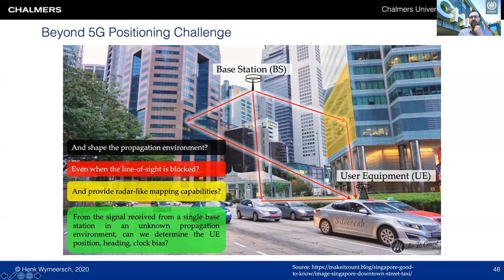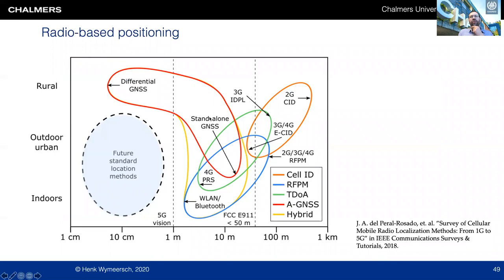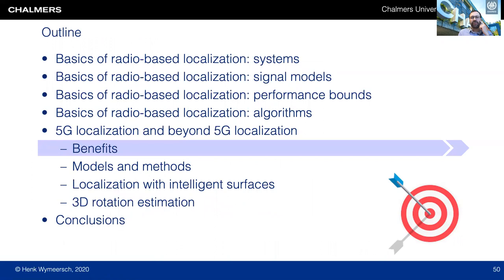Now, why is 5G positioning interesting? This is a picture I took from this paper here. Now it's from 2 years ago, where they show uncertainty levels on the x-axis and different deployment scenarios on the y-axis. And they talk about all these different standards that exist for positioning. And they show that there's this gap, right? There's a gap of having very accurate positioning in indoor and urban outdoor scenarios. And the view is that 5G can meet the requirements in these very tough deployments. So in the first part of this talk, I will talk about why this could be so. What is the reason for this? This means I will talk about the benefits of 5G and beyond 5G for localization.